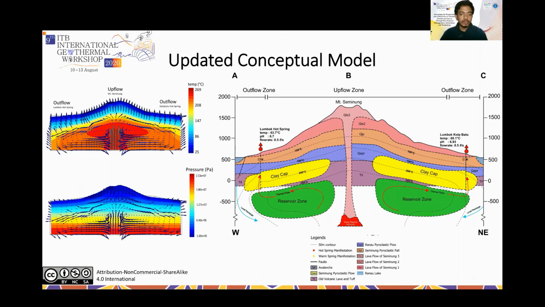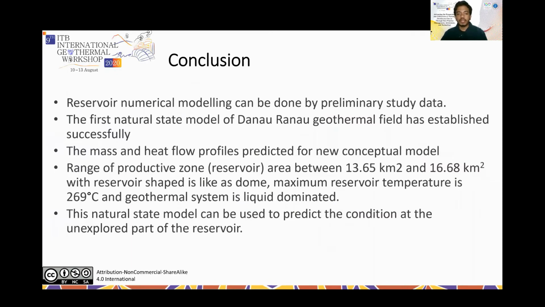The geothermal line is determined based on the contours of subsurface temperature variation resulting from natural state modeling. The shape of the contour and the distribution of temperature factors are then adjusted to the available geoscience information. Contours and mass flow pressure factors show undulation patterns according to the geothermal field condition of the high-terrain volcanic system. To summarize, reservoir numerical modeling can be done by preliminary study data.